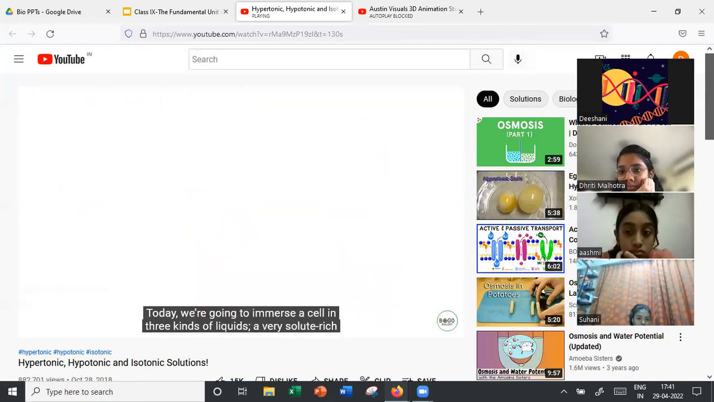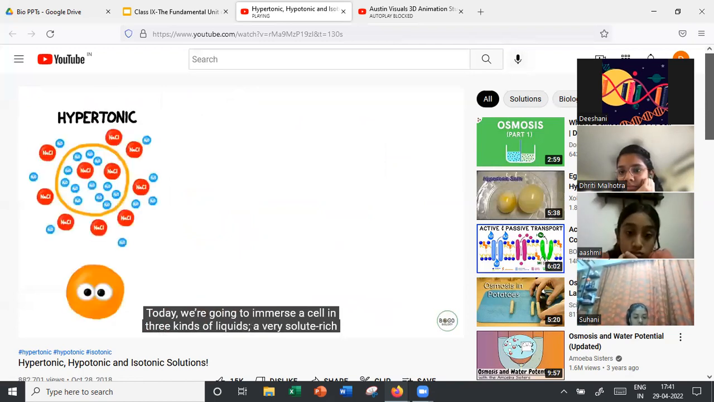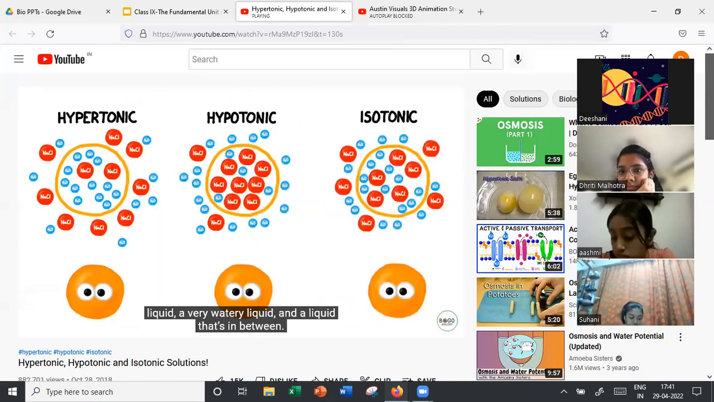Today we're going to immerse a cell in 3 kinds of liquids: a very solute-rich liquid, a very watery liquid, and a liquid that's in between. Then we'll see what happens to the water molecules.